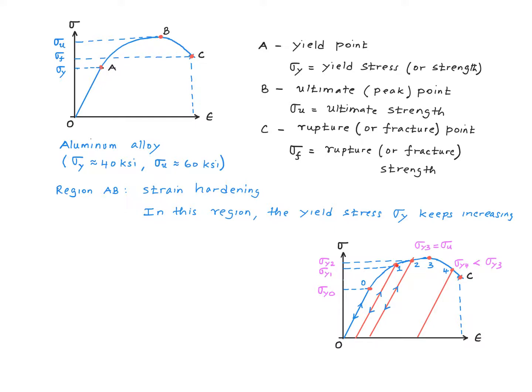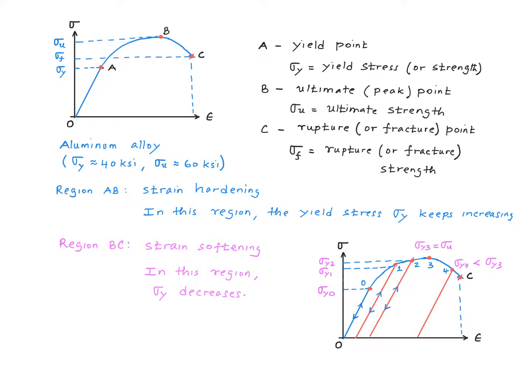And similarly, if I go from point 1 to point 2, the yield stress increases again from sigma y1 to sigma y2. So you can see from 0 all the way to point 3, which is the peak point on this curve, my yield stress keeps increasing. And this behavior is what is called the strain hardening behavior. On the other hand, you can see from point 3 all the way to this point right there, which we call rupture point, my yield stress has been decreasing, right? So this part is called strain softening behavior.